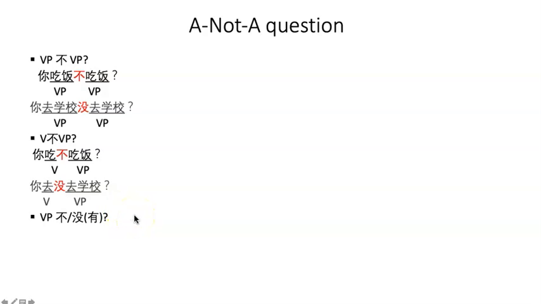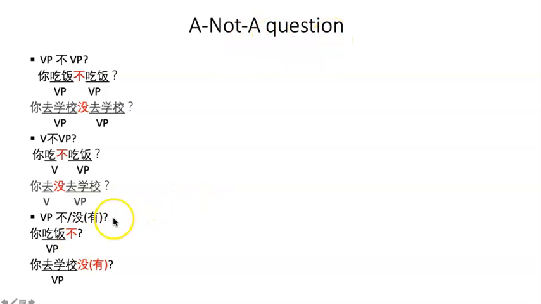The third formal pattern is VP 不 or VP 没. 你吃饭不? Following the similar examples before, in this case, VP 吃饭 is a verb phrase as we discussed earlier, and the sentence ends with 不. 你吃饭不? Instead of repeating the verb phrase, 你吃饭不吃饭, the sentence can end with 不, even if there's no second verb phrase, unlike in the first case. 你吃饭不? It is still considered an A not A question.